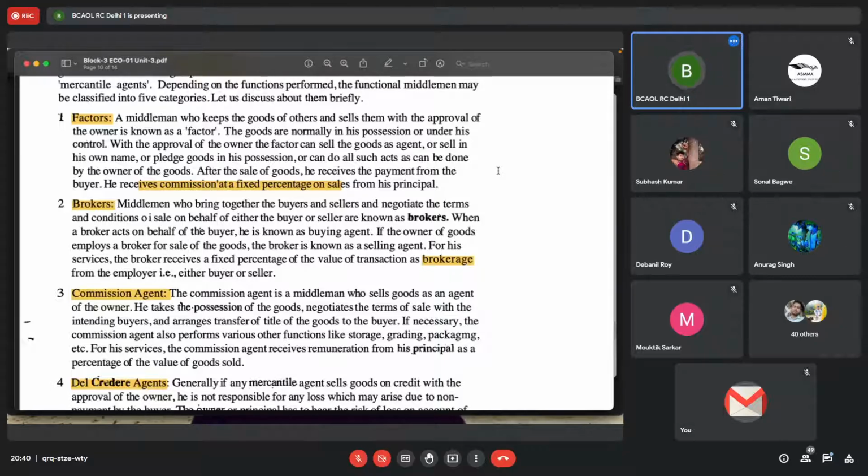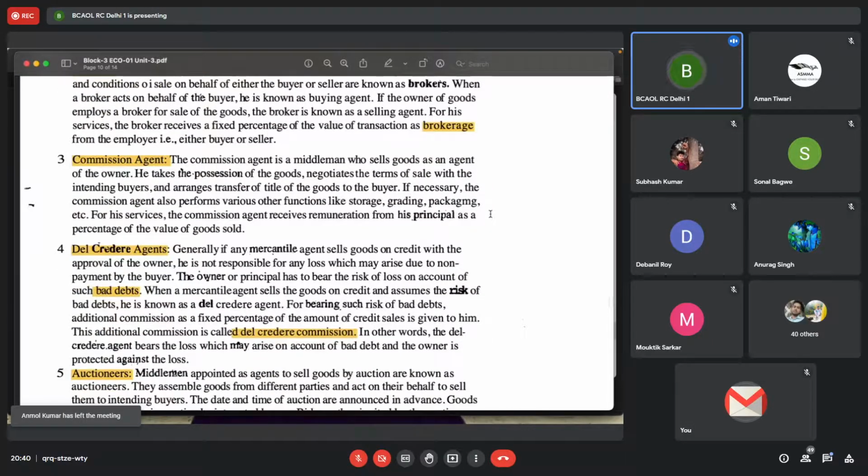A broker is a person who brings the parties together, like I was saying. The broker or the agent are basically the people who bring the buyer and the seller together. They will negotiate, and he will be earning brokerage, broker commission जो होती है, brokerage. Again, an agent is a middleman who is basically selling the goods. He takes the possession of the goods, negotiates them, and then makes arrangements to transfer the title of the goods. Title of the goods means ownership rights. So commission agents will also be transferring the ownership rights to the person who has bought the product, and they will be earning a commission on it.